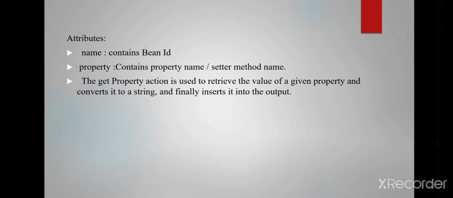Next, attributes. Attributes include name and property. Name contains the bean ID. Property contains the property name or a setter method name. JSP get property is used to retrieve the value of a given property and convert it to a string and finally insert it into the output.